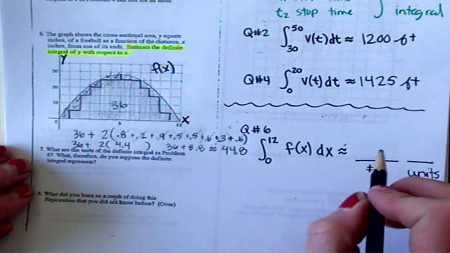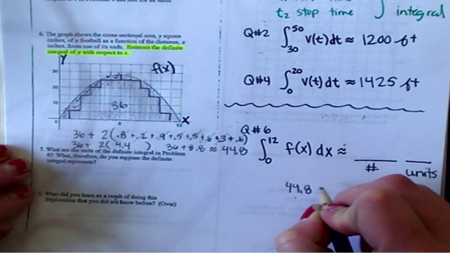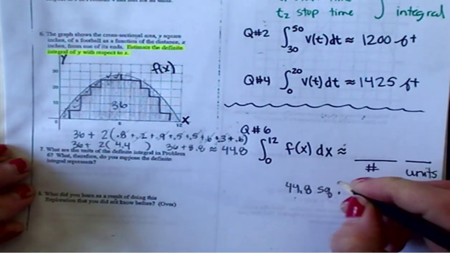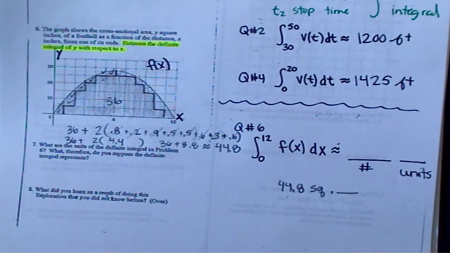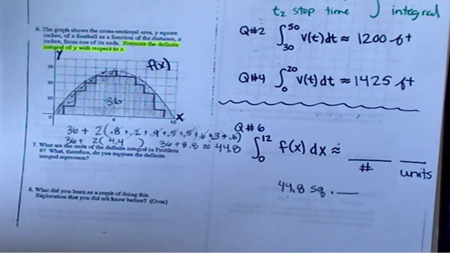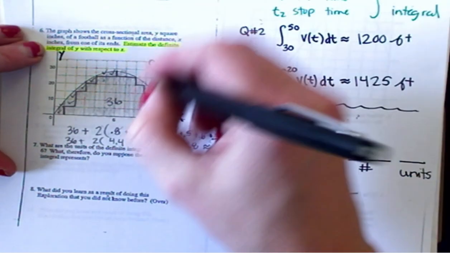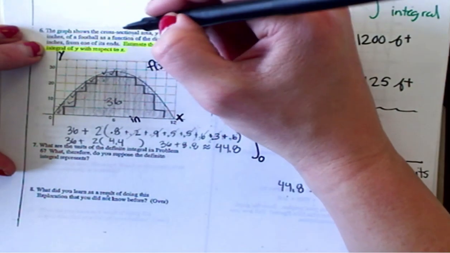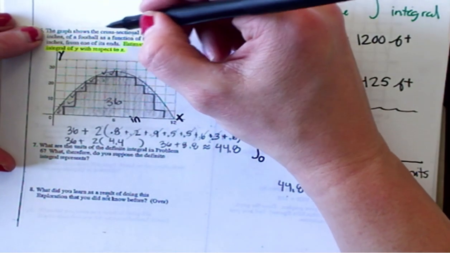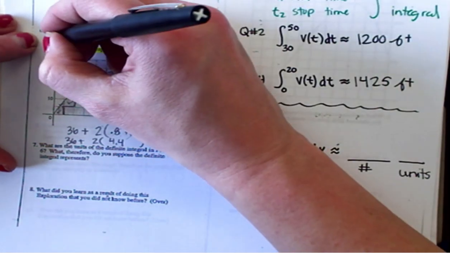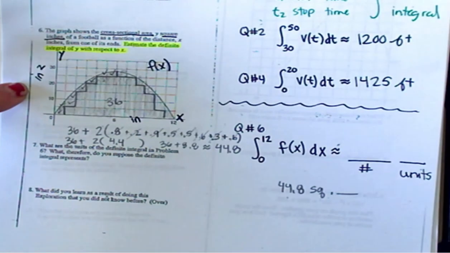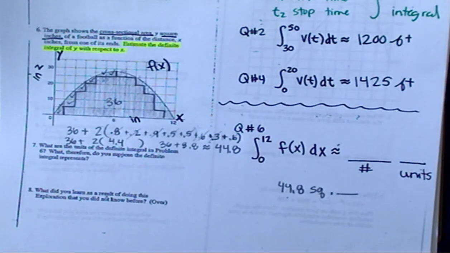Okay, so 44.8 squares. What's each square worth? Okay, keep going. You're going to have to look at your units to figure this out. X is in inches. And the graph shows cross-sectional area. Y is square inches. Okay, so I put units on my graph. Inches and inches squared.